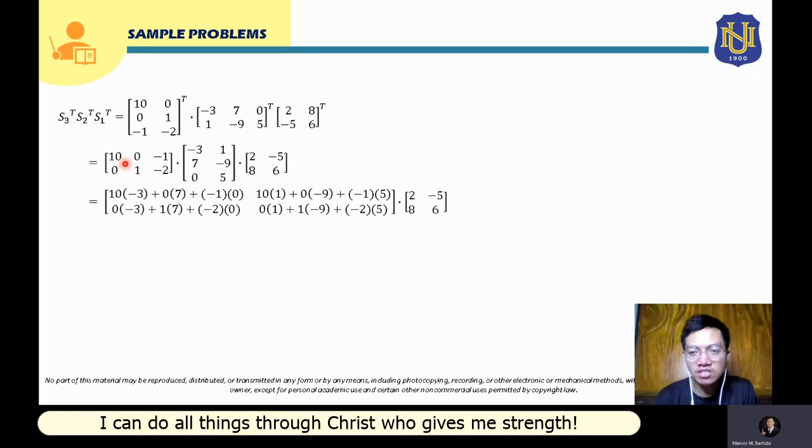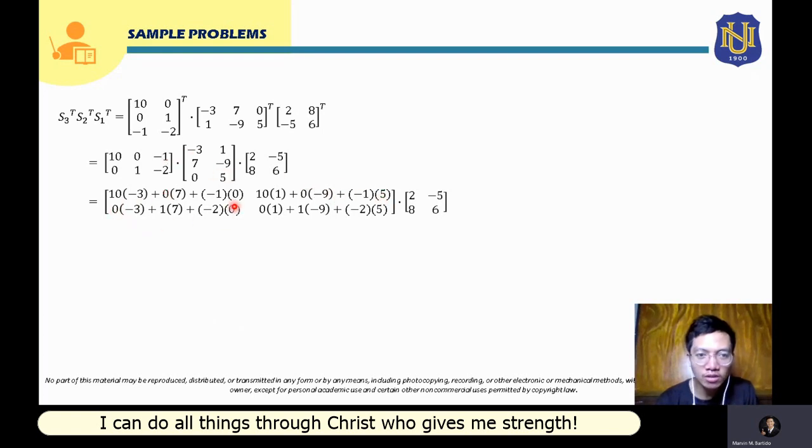Again, we can check if they can be multiplied if the columns of the first matrix are equal to the rows of the second matrix. They are equal, so we can multiply them. This will be the first row times the first column: 10 times negative 3 plus 0 times 7 plus negative 1 times 0. For the second element, it will be first row times second column: 10 times 1 plus 0 times negative 9 plus negative 1 times 5.